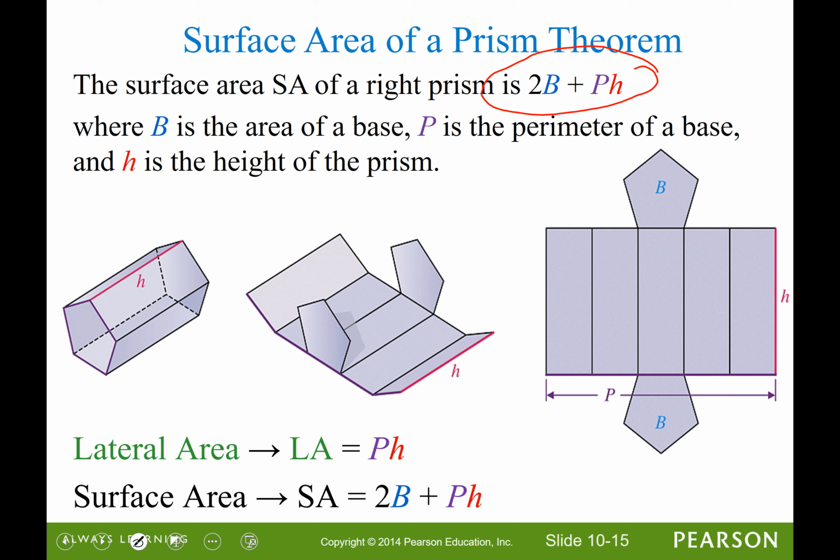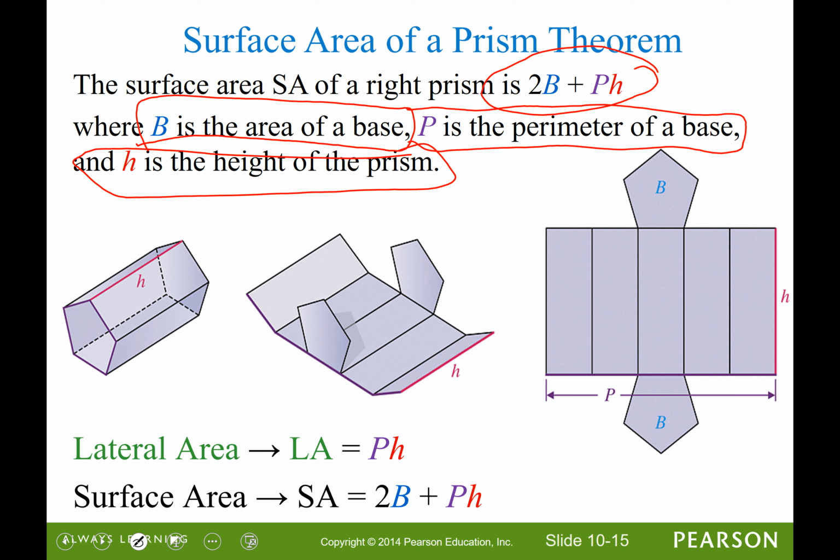Well, what do those letters stand for? Capital B is the area of the base. It's not a length. It's in square units. It's an area. Capital P is the perimeter of the base, and that's in linear units for perimeter. And lowercase h is the height of the prism, right? So capital B, area of the base, capital P, perimeter of the base, lowercase h, height of the prism. Not of one of the faces. It's the height of the entire prism.